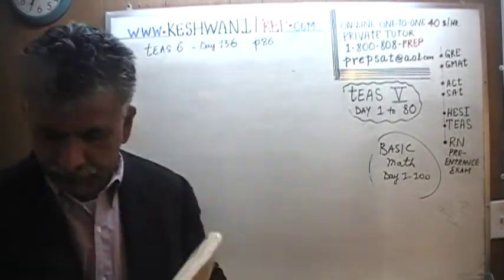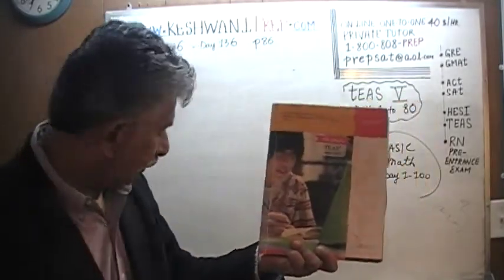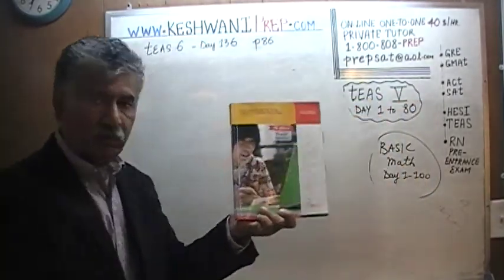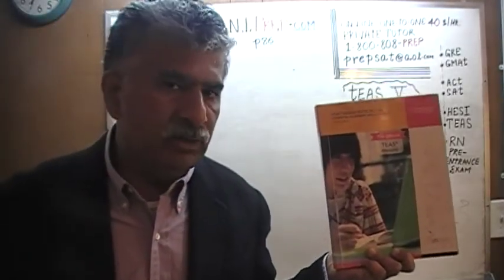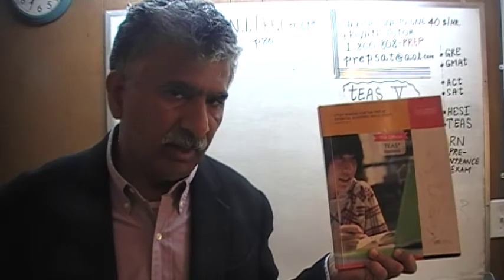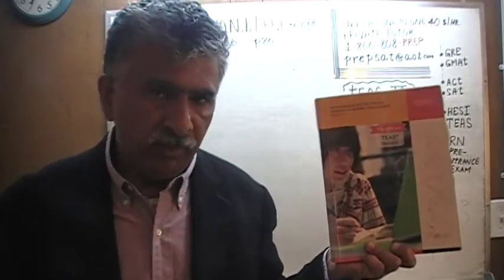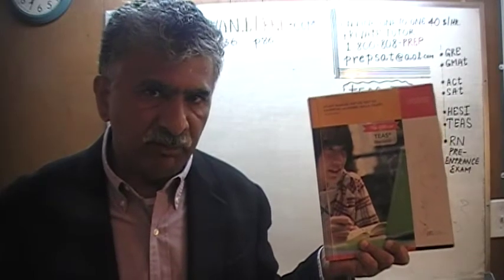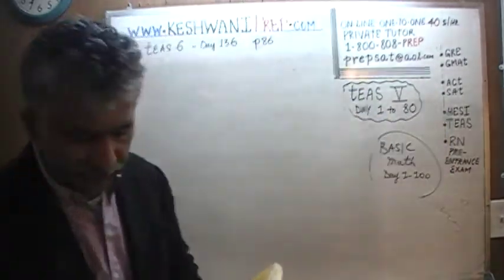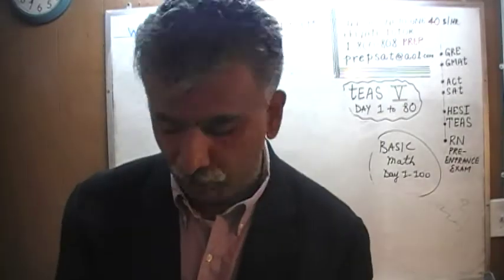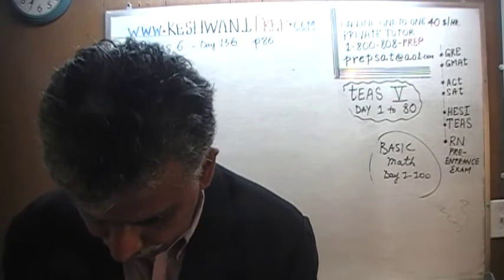By the way, the 5th edition of the book is what I'm holding in my hand here. We have already solved every single problem that appears in this 5th edition. In the event that you want to have more practice, it does not hurt to practice a little bit more. You will find a solution to every single math problem that appeared in the 5th edition from day number 1 to 80. And 6th edition begins with day 101. There are no videos from 81 to 100.